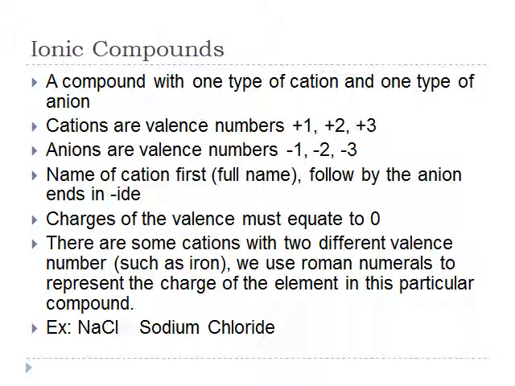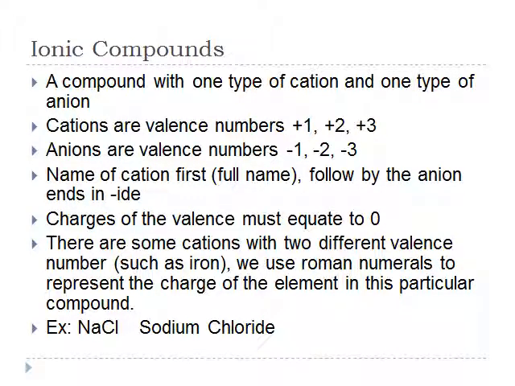Please note that there are also some cations with 2 different valence numbers, such as iron. In this case, we would use Roman numerals to represent the charge of the element in this particular compound, such as if it's iron 2, you will put Roman numeral 2 in brackets. When iron 3, you would put Fe, and then the Roman numeral 3 in brackets.